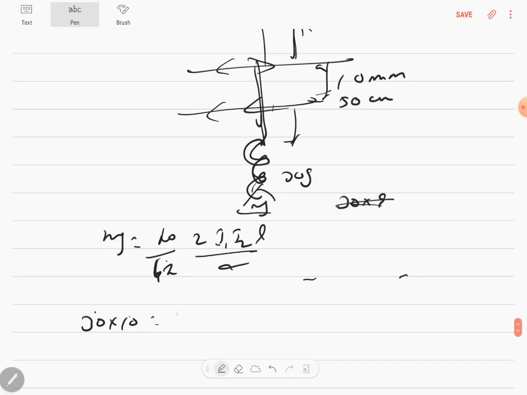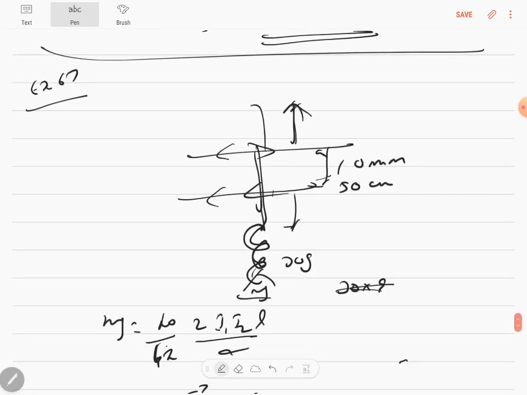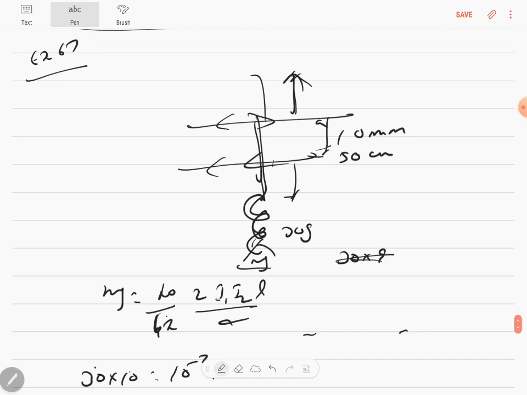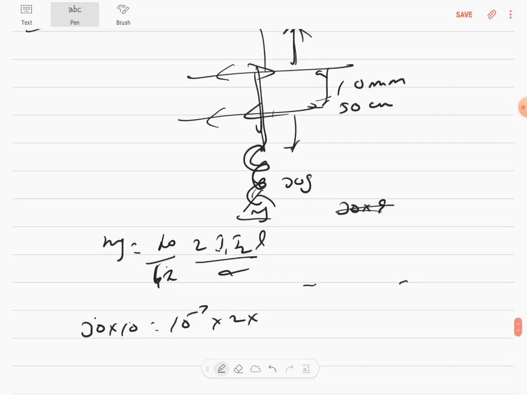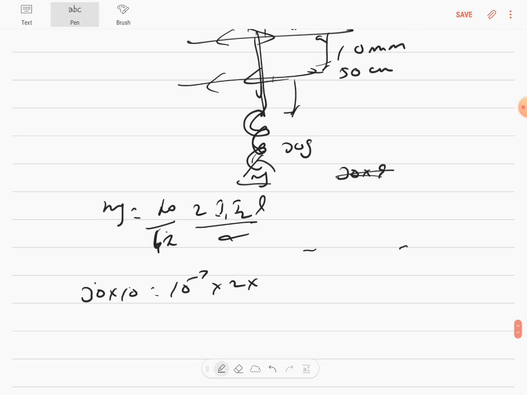Mu naught by 4 pi is 10 to the power minus 7, into 2, into what is I1 and I2? Have we been given I1 and I2 in the sum? No, that's what you have to find. Can we take it as I square, because it's the same current? Have they given the same current?